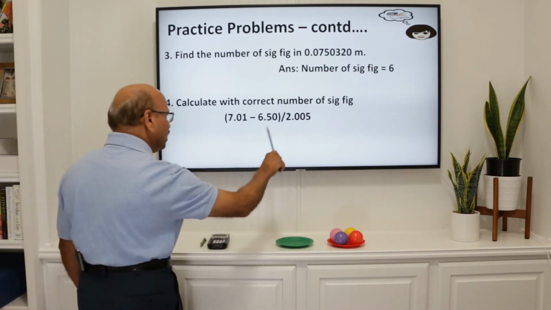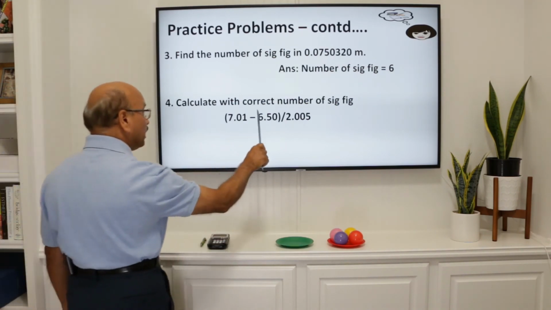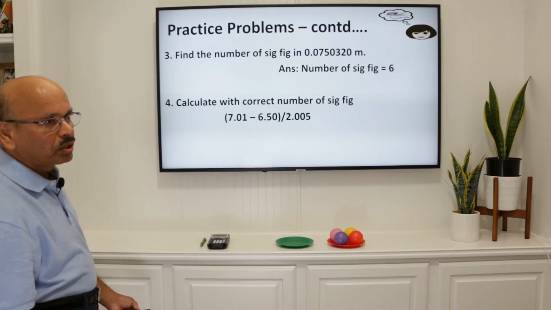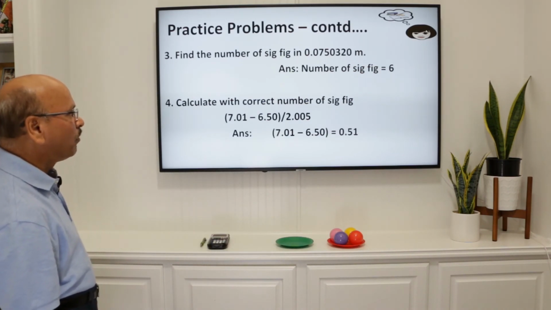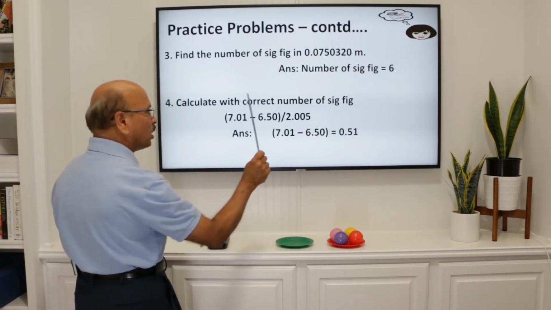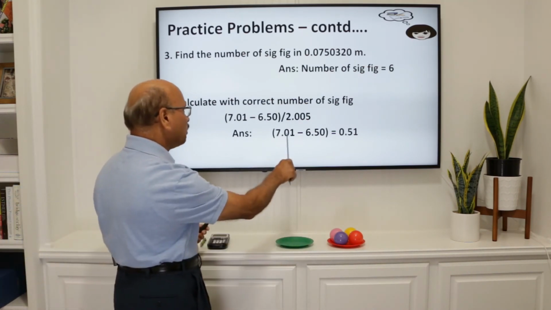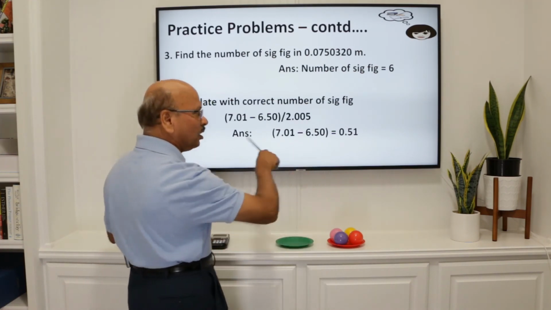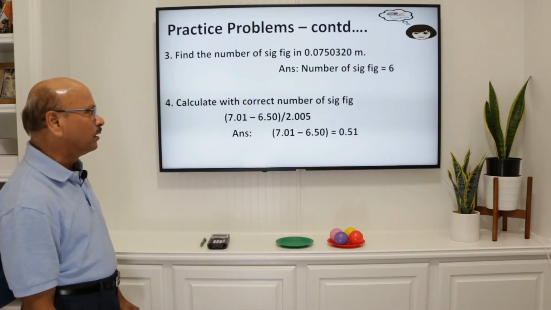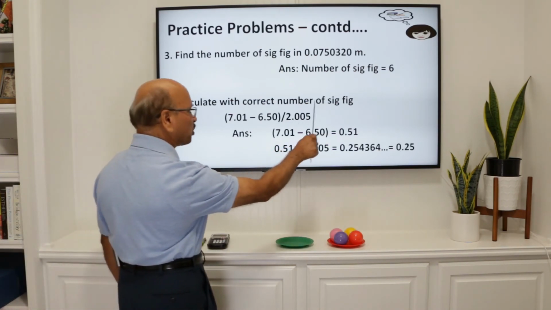So you have to subtract this value first and find out the correct significant figures from there, and then that number should be divided by 2.005. By using our rule, we know that for division we have to keep the minimum number of significant figures. So what we do? We subtract 7.01 minus 6.50. What is the rule? Keep the minimum number of decimal places. So this has 2 decimal places, this has 2 decimal places, and you calculate, you get 0.51, so you have to keep those 2 decimal places there. So that's your numerator.